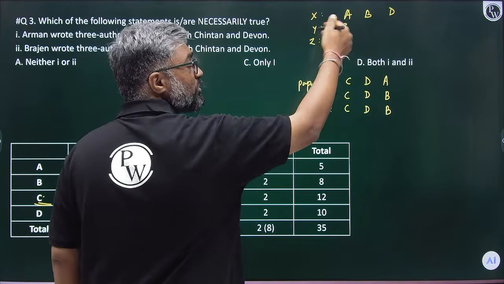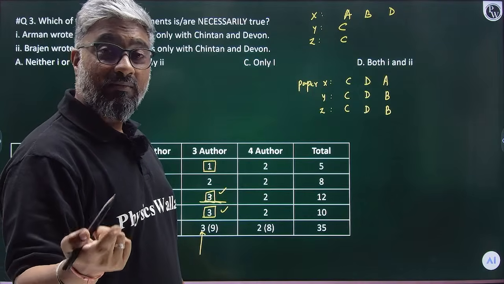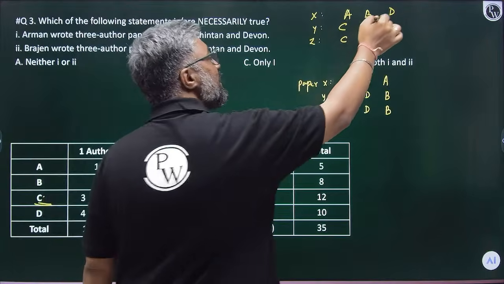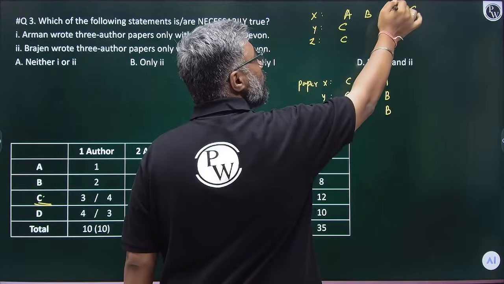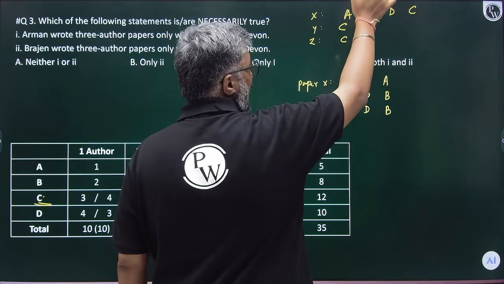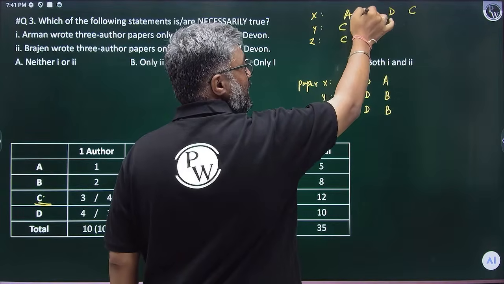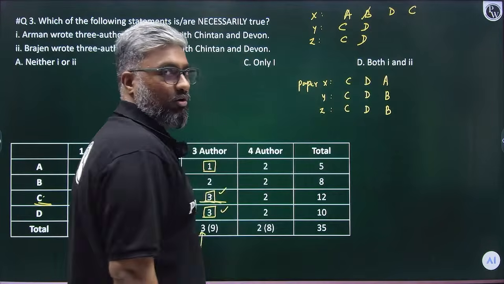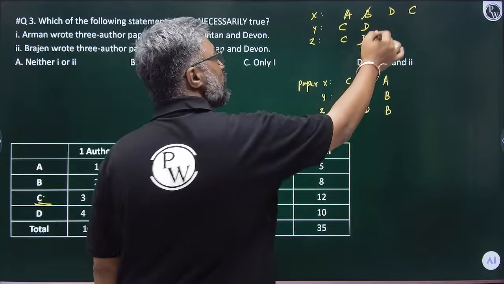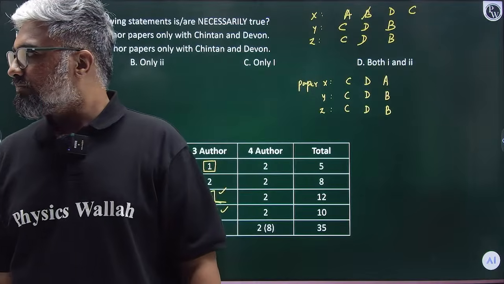C should have one more contribution. No, where is it? Not there. That means if I have to place C here, I can't remove D because D also needs 3 contributions. I have to remove any one of A and B only. If I remove B, then A, D, C will be a combination. That means this would be B and B. Only possibility is this. Clear?